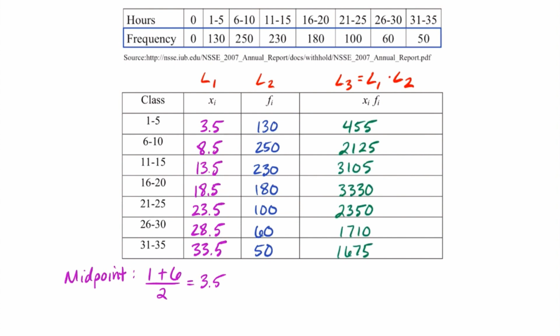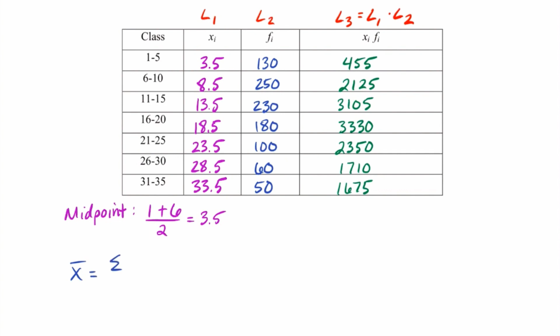And now that we have our table completed, similar again to when we found standard deviation of raw data, we need to find the sum of our L3 in order to apply that to our formula. That is, remember to find our sample mean, that would be the sum of those products that we found, represented in our L3 right now, divided by the sum of our frequencies.